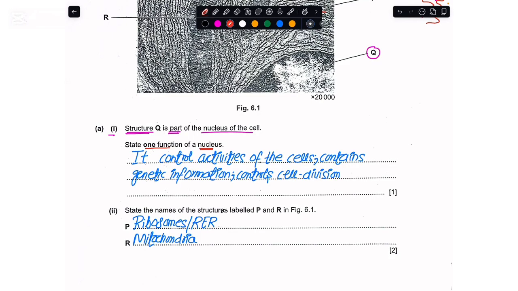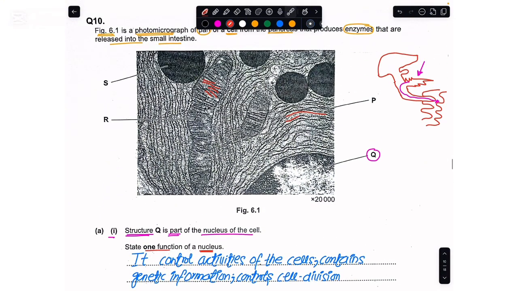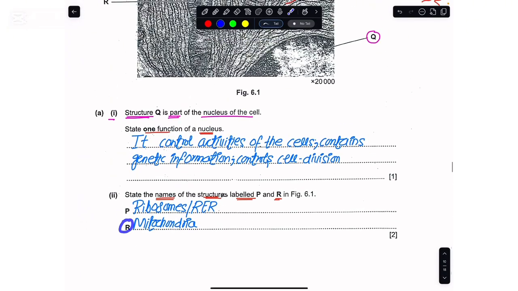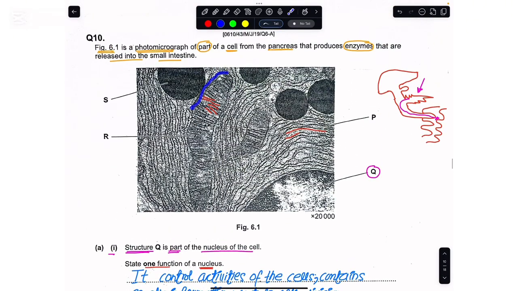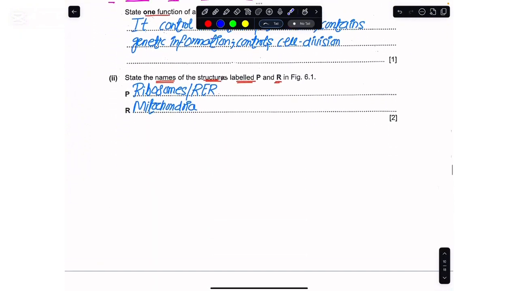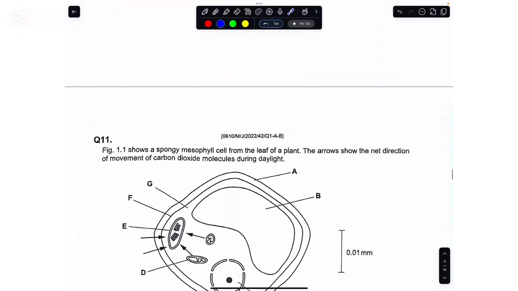They further ask that you are required to state the names of the structures labeled as P and R. So as I mentioned earlier, this P you can write as rough endoplasmic reticulum, or you can call it ribosomes. And if we talk about R, this R that is given over here would be mitochondria. And by that, you would score 2 marks for this.